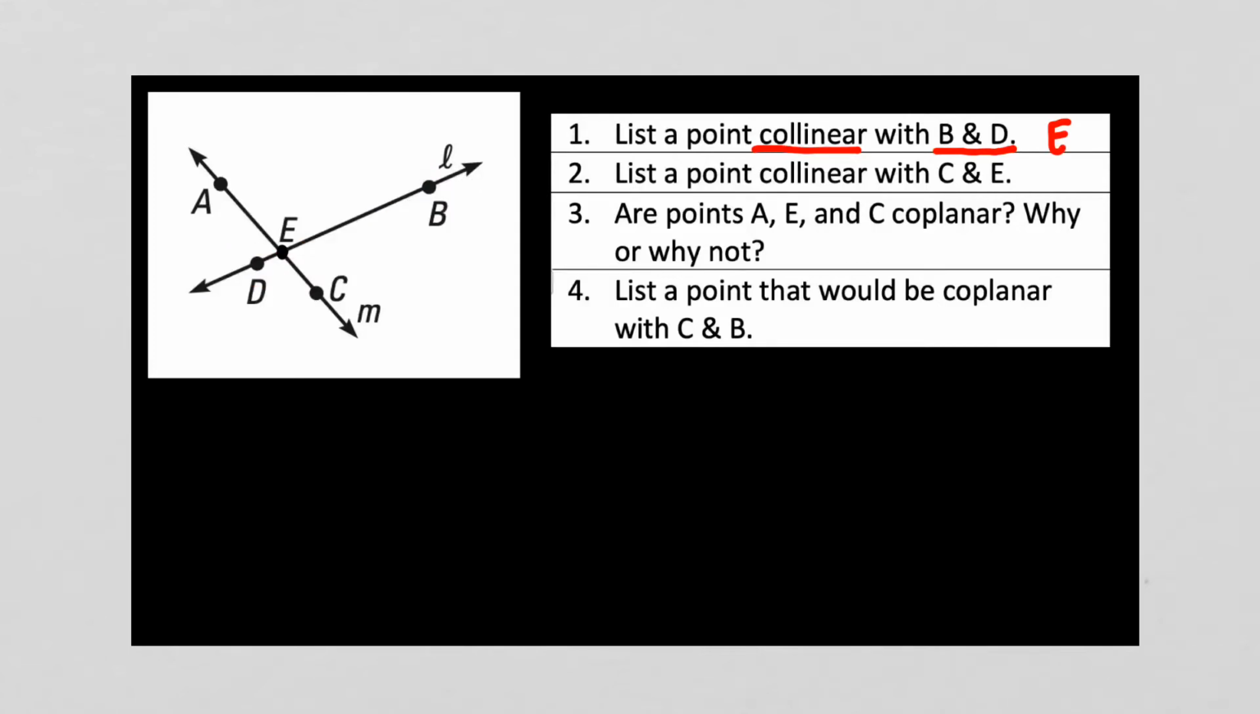Now number two, I asked you to list a point collinear with C and E. So I'm going to go ahead and draw a line through C and E. When I look at that, the only other point that lies on that same line is A.